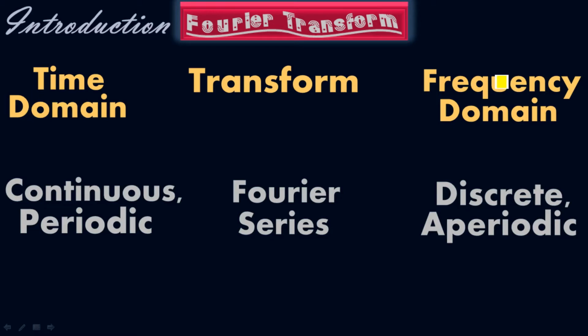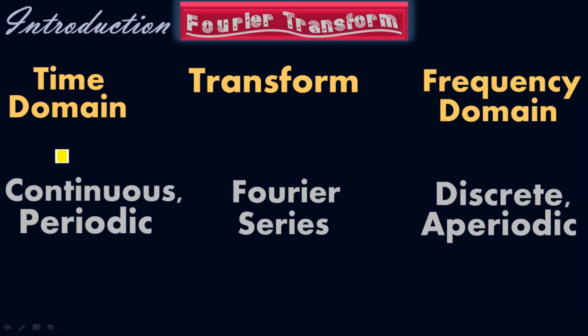But what is the condition? The condition is that in time domain, the source signal must be a continuous signal and also a periodic signal. If the signal is not continuous or is non-periodic, then Fourier series doesn't work. The source signal must be continuous and periodic, then we can use Fourier series.